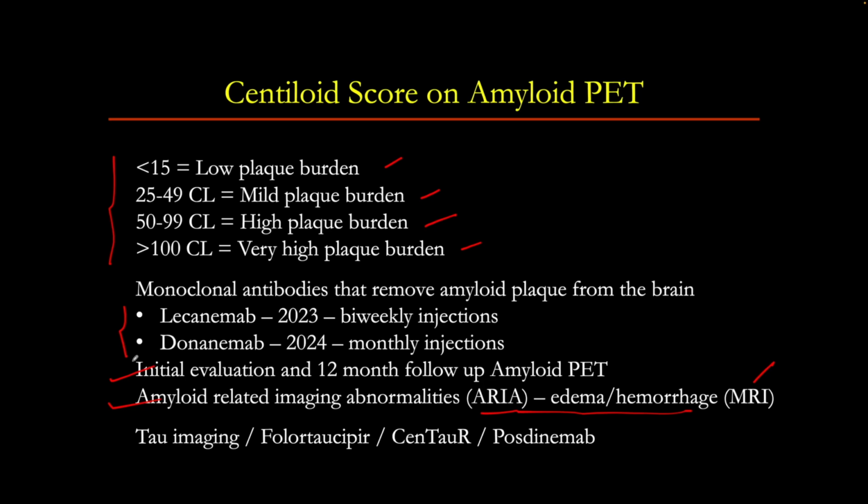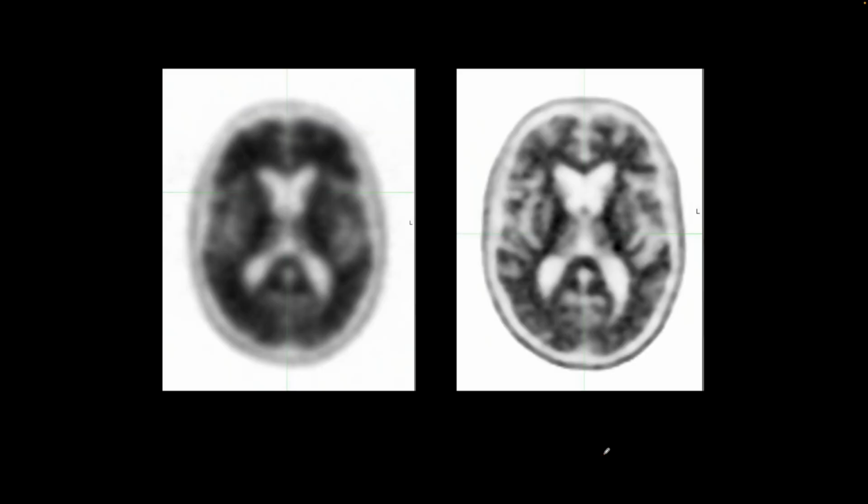Also on the horizon, we have tau imaging, where we have a tracer, fluor tau CPIR, and there is a scoring system coming out for it. It may be called a Centaur system or a Centaur score. And we also have a treatment which is posdinemab that is coming up for treating tau plaques in patients who have Alzheimer's disease. This is an example of before and after treatment.